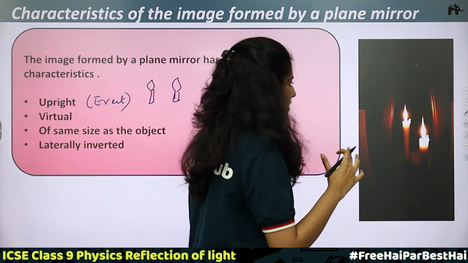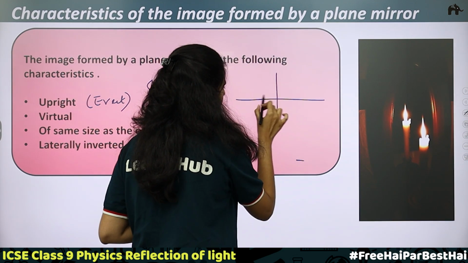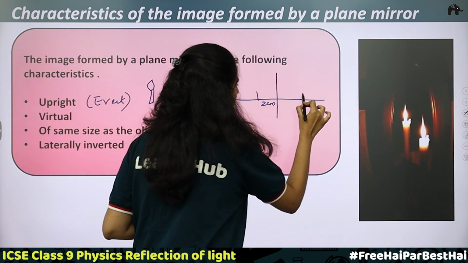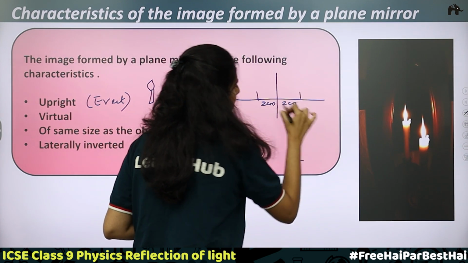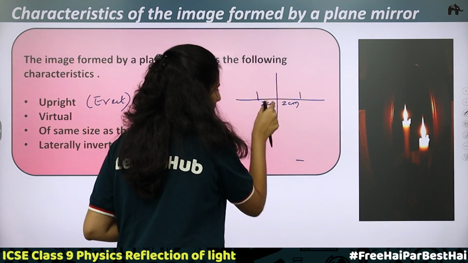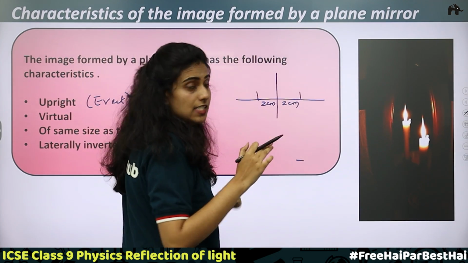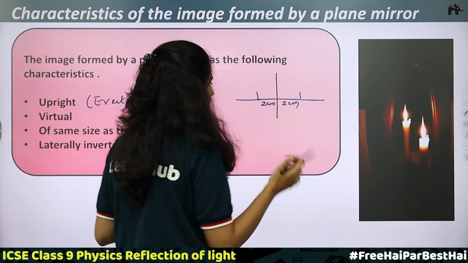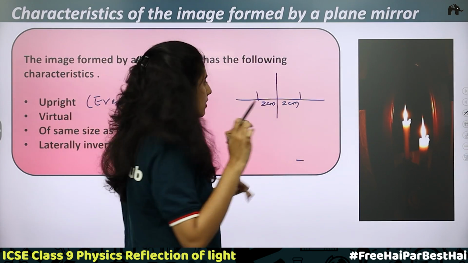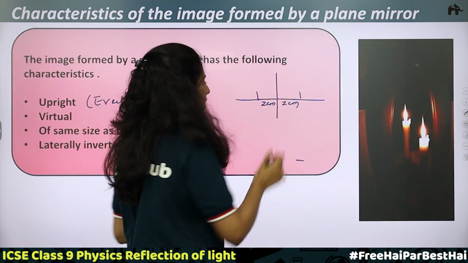Also there are other properties. If you have a mirror here, let us say at 2 centimeter distance you had an object, the image will be formed at 2 centimeter. That is, the object's distance from the mirror is 2 centimeter, then the image distance from the mirror will also be 2 centimeter. They are equal, object and image. When you measure the perpendicular distance from the mirror, you will see both of them are equal. We have proved this.